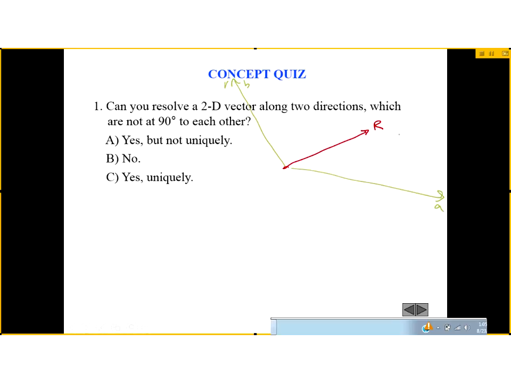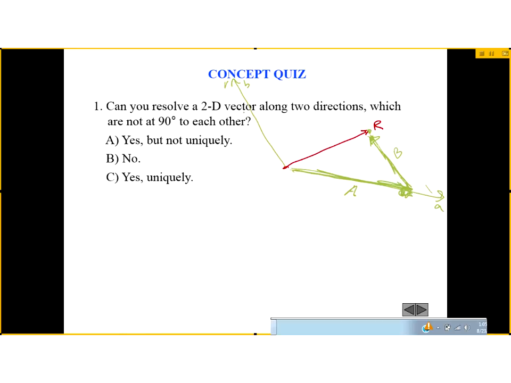So we have to start at the tip of R and move towards the A axis, but only by traveling in the B direction, right? You see that? And that tells us that the size of our A vector is this. And the size of our B vector is this. And that means this is our A vector, and this is our B vector. A little messy, right?